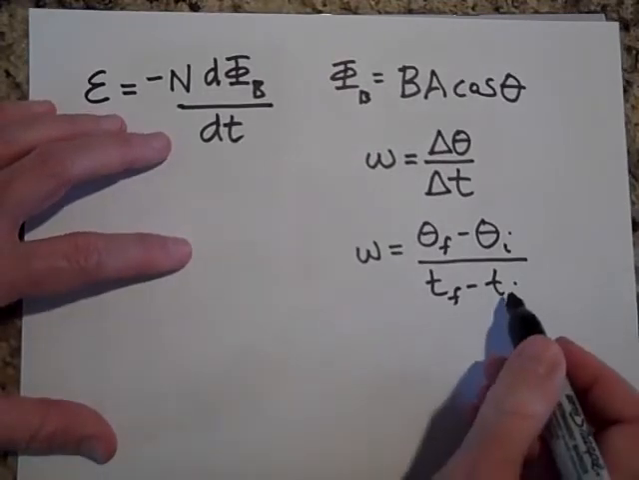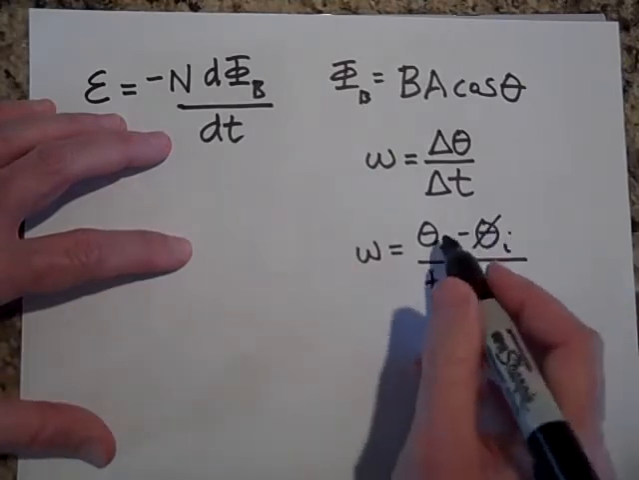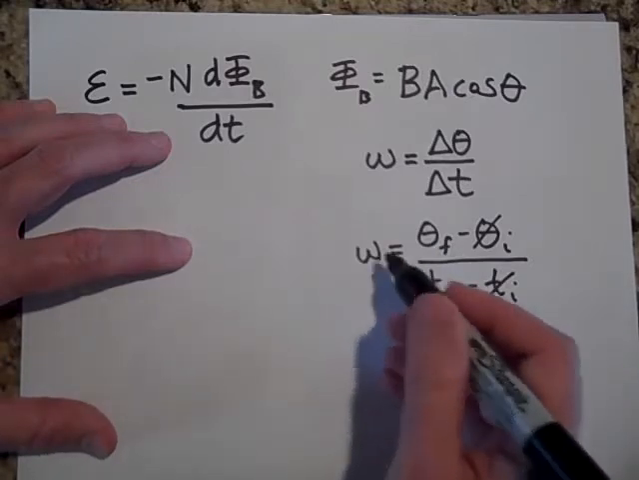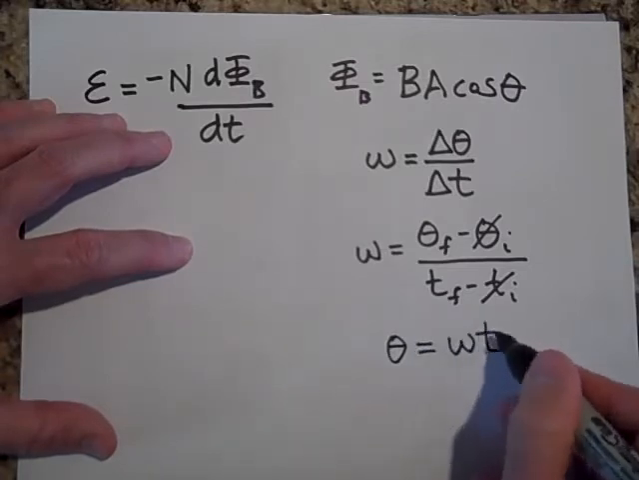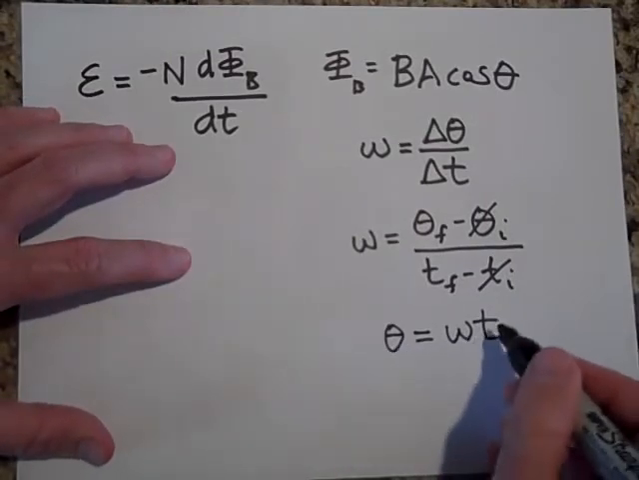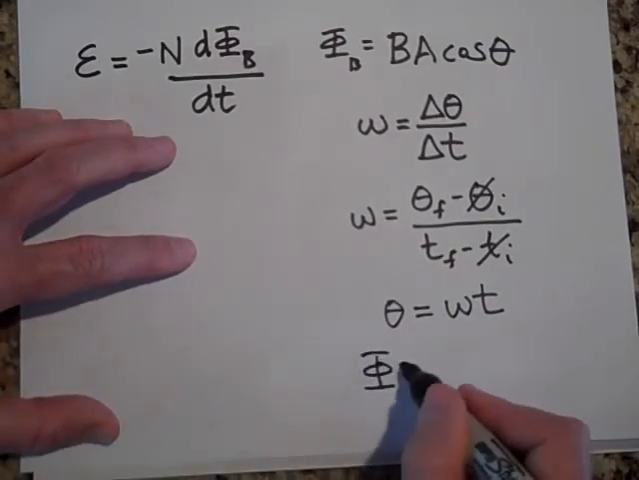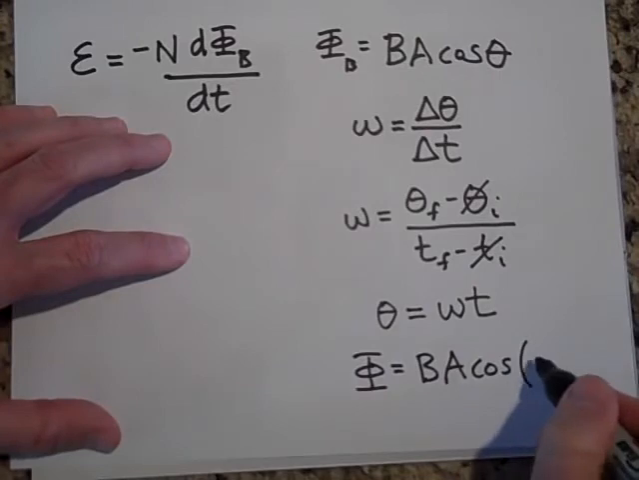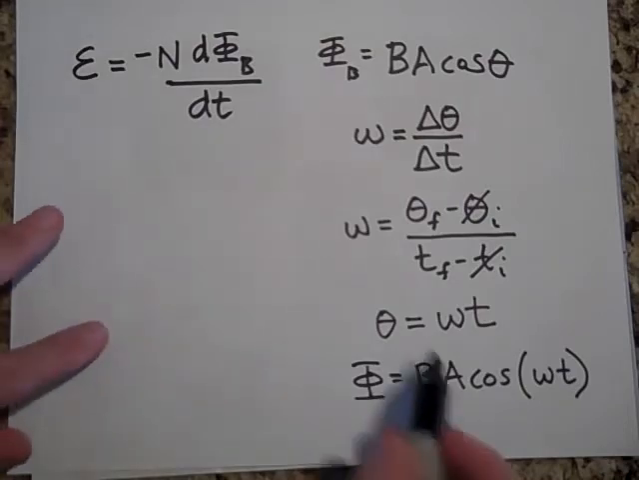But what if t initial is 0 and theta initial is 0? So I'm going to make these 0, get rid of them. And so omega is theta final over time final. If I bring the time final to the other side, theta is just equal to omega times t. If you want to know where it's going to be in its rotation, just multiply t times omega. So my flux is going to be equal to B times A times the cosine, and this time I'm going to write omega t instead of theta. That's what's going to go in here.